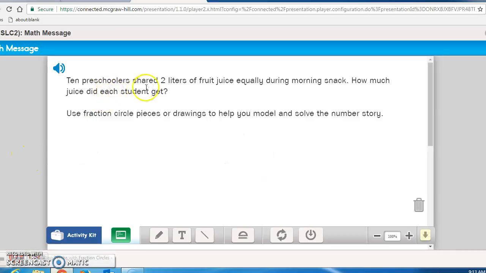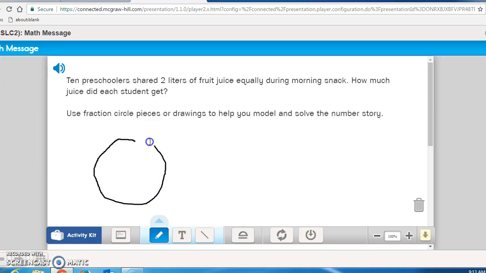So 10 preschoolers shared 2 liters of fruit juice equally during morning snack. How much juice did each student get? You're going to use your fraction circle pieces, or you can use drawings to help you solve the number story. So the first thing you're going to do is, I would make 2 liters of fruit juice look like 2 circles. And granted, your circles should look way better than my circles because you actually have something you can trace around, where I'm doing it free-handed here.